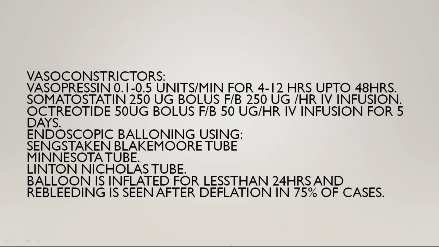Vasoconstrictors: we can use these vasoconstrictors to stop the bleed. Vasopressin 0.1 to 0.5 unit per minute for 4 to 12 hours, up to 48 hours. Somatostatin 250 micrograms bolus followed by 250 micrograms per hour IV infusion. Octreotide 50 micrograms bolus followed by 50 micrograms per hour IV infusion for 5 days.